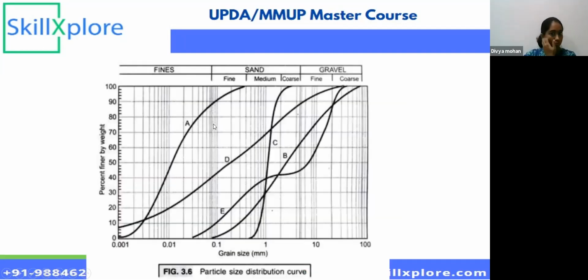While seeing this diagram, we can get an idea of how the graphs will be. For example, take this graph D. This graph D has a particle size ranging from 0.001 to 100, for example nearer to some 30 to 40 mm size. So it will have all the range from here to here. So this will be a well graded soil. This will be the most well graded.